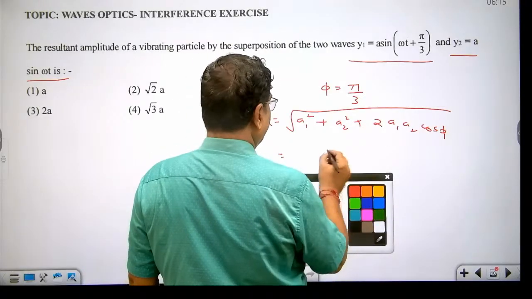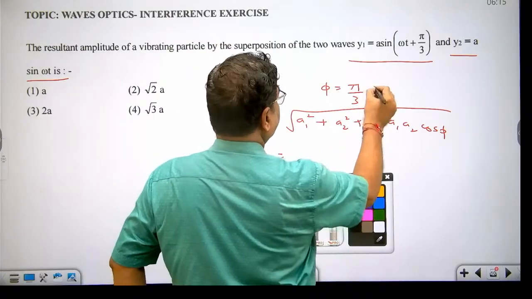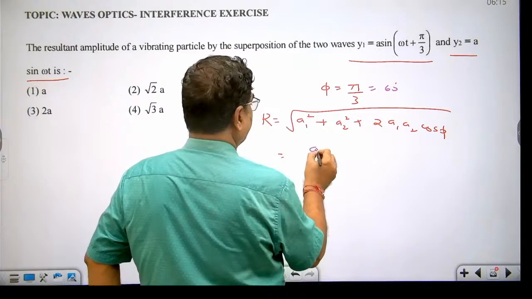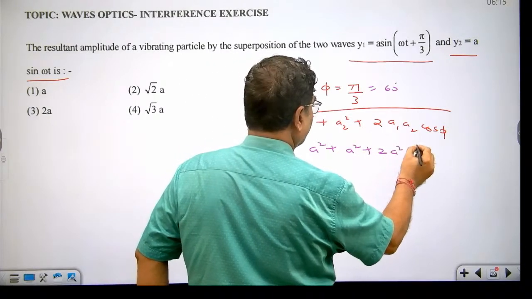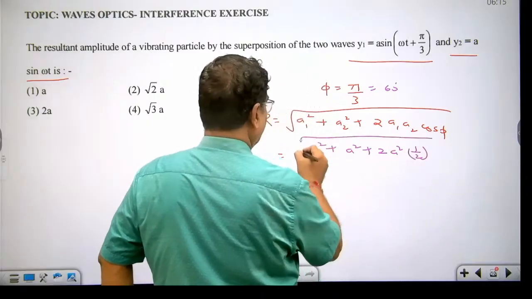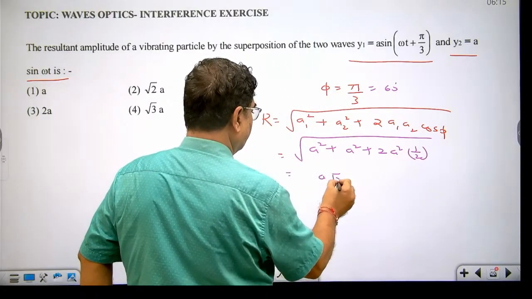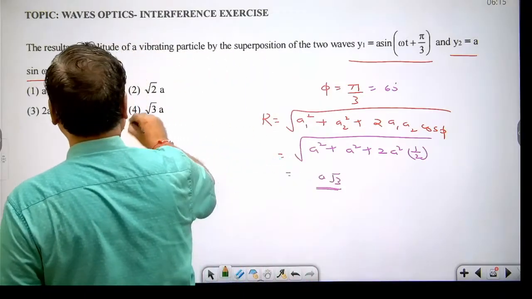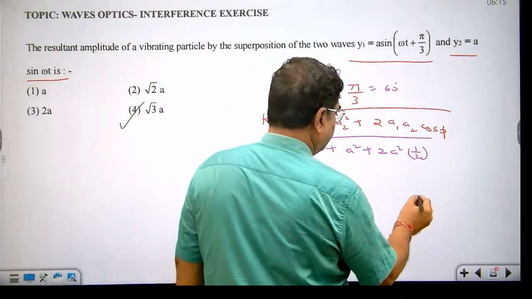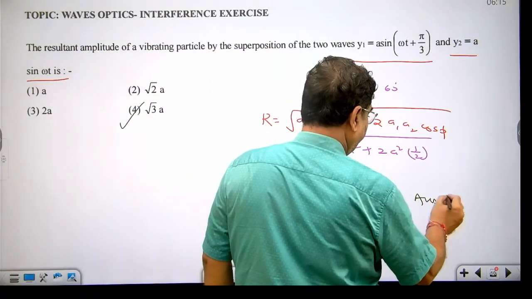So from the vector method you can directly use the relation. This is 60 degrees, giving a root 3. Or you can solve it like this: a square plus a square plus 2a square cos 60, which means 1 by 2, so this is 3a square, meaning a root 3. This is the answer. Out of 4 choices, the correct choice is option 4.